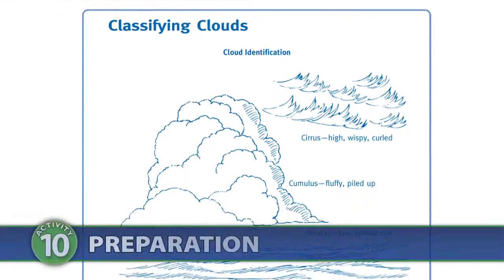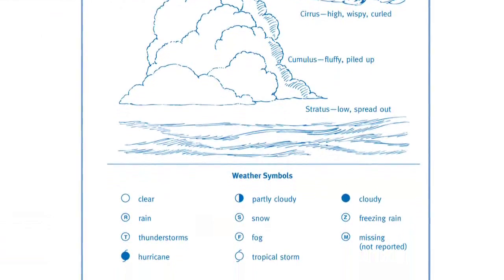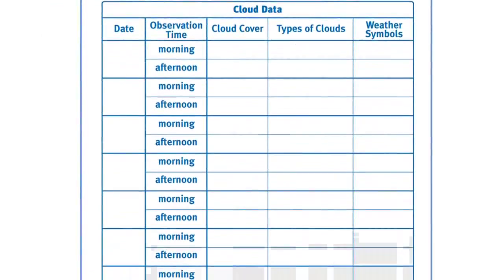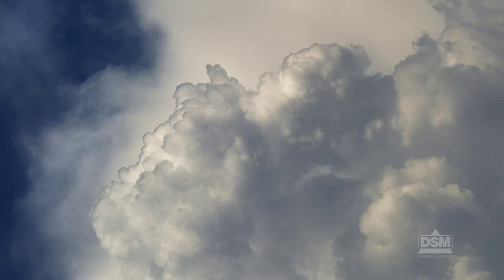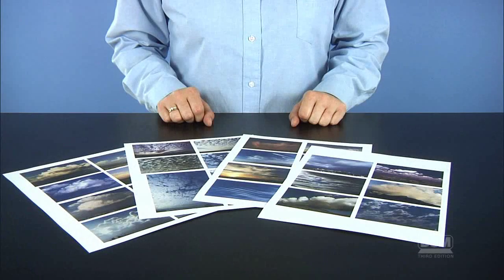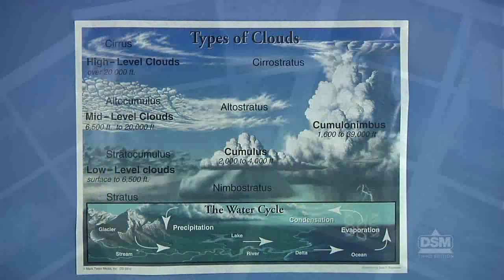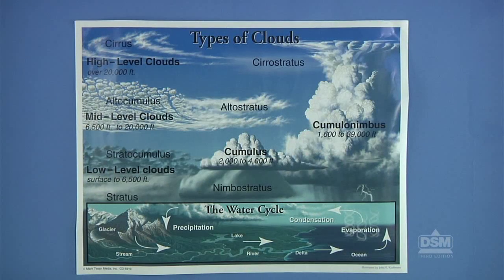To prepare for the activity, make a copy of Activity Sheet 10, Parts A and B for each student. Conduct this activity on a day when there are clouds visible in the sky. Collect enough pictures of clouds so that there is at least one for each team of 2 students, and hang the cloud chart in a prominent place in the classroom.